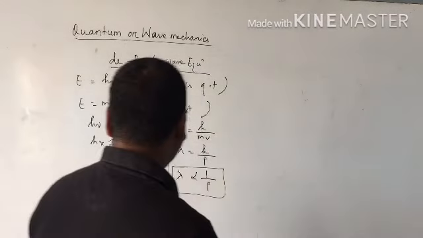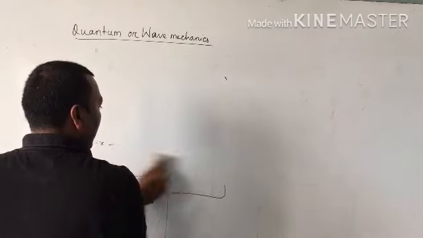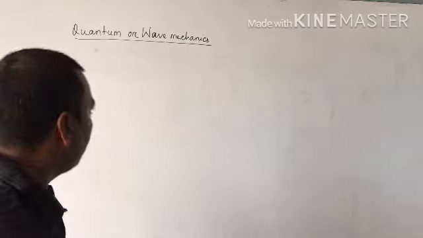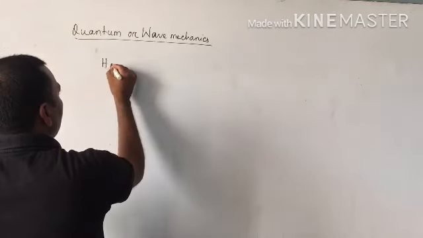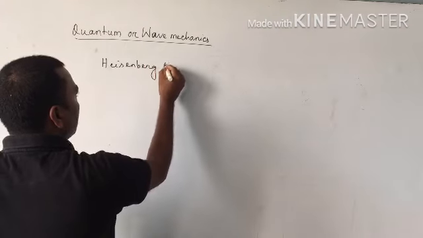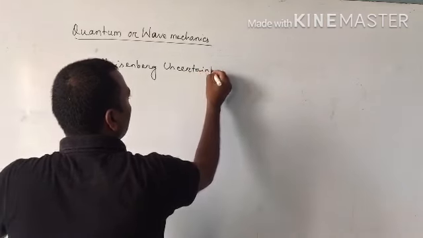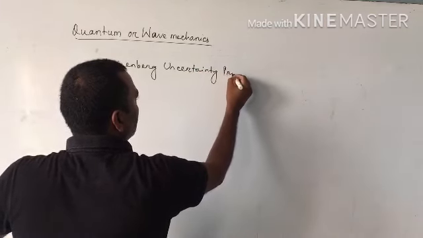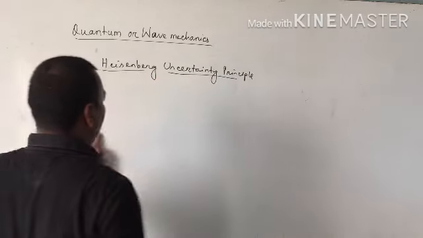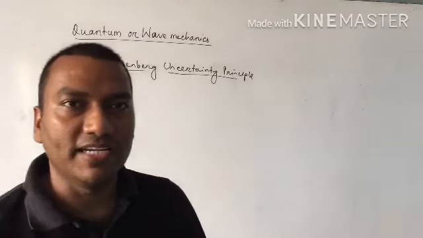Understood? Then the next part is the Heisenberg uncertainty principle. What is Heisenberg? Heisenberg uncertainty principle. So, what did Heisenberg explain?